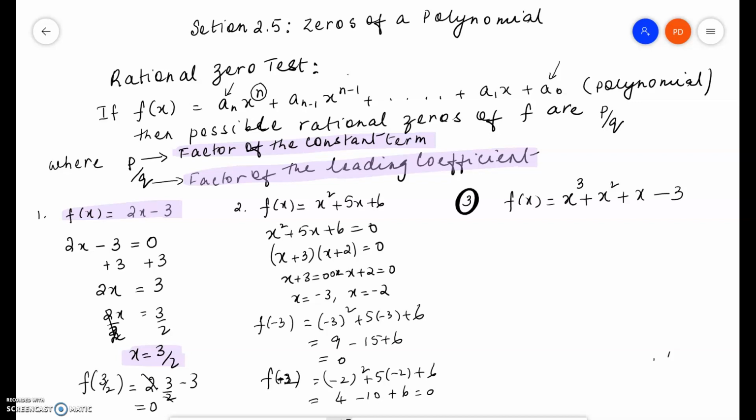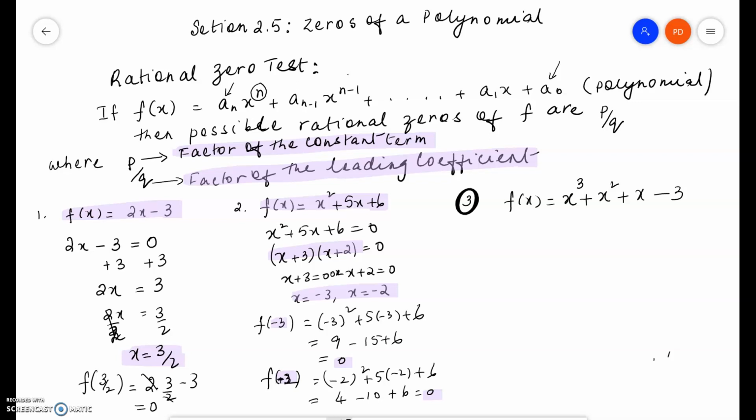Now what if we got f of x equals x squared plus 5x plus 6? How do we find the zeros of this polynomial? We set x squared plus 5x plus 6 equals 0. If it is factorizable, we factor it and then solve for x. Here in this case, we get x equals -3, -2. If we plug these numbers back into the function, each time we get a 0. So we found the two zeros of the polynomial function f of x equals x squared plus 5x plus 6.